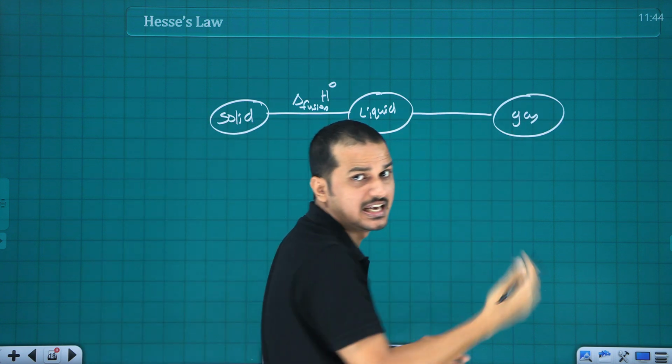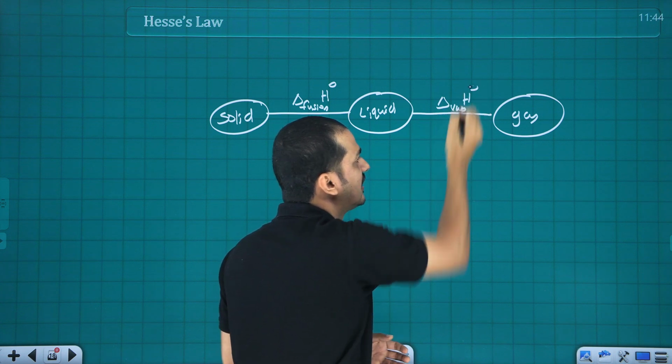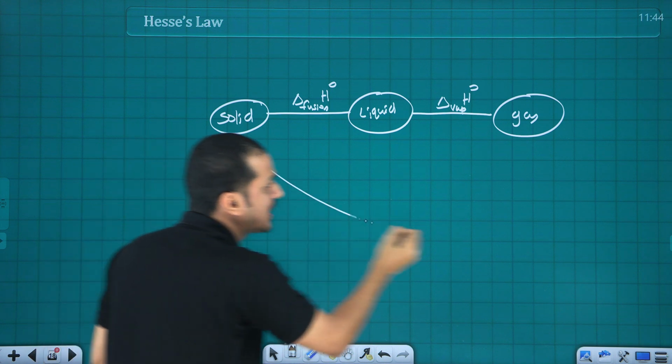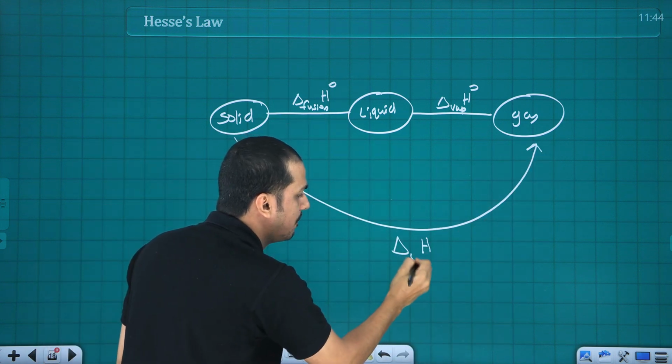And when I convert this liquid into a gas, the enthalpy associated is the enthalpy of vaporization. And if I am converting solid into gas, that is what is called enthalpy of sublimation.